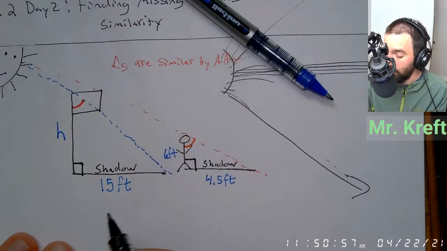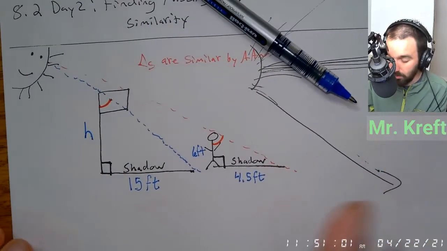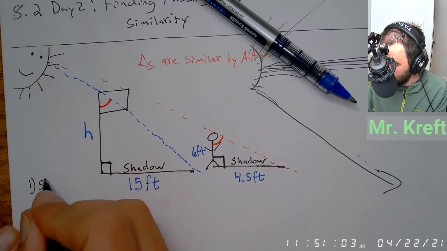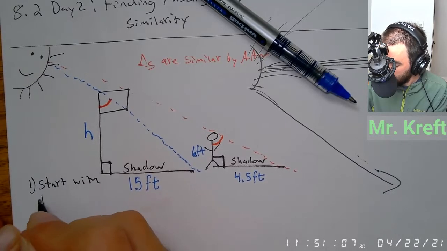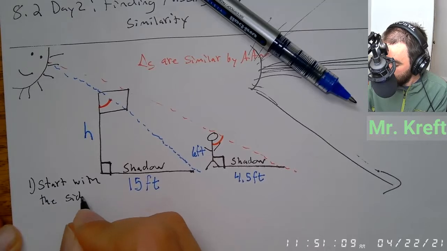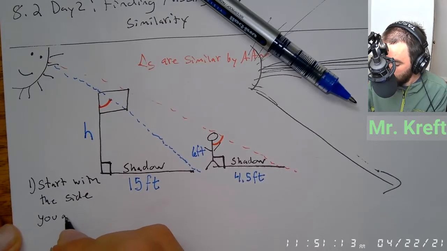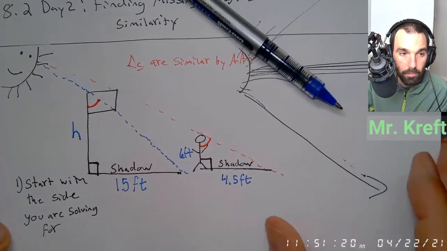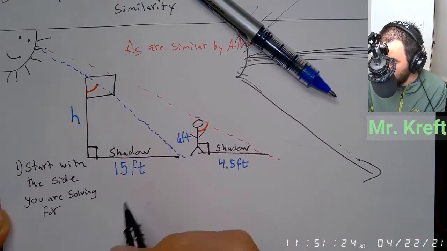So what we're going to do is, maybe I should take quick notes on this. Step one: start with the side you are solving for. So what's the side we're trying to solve for? We're trying to solve for h.